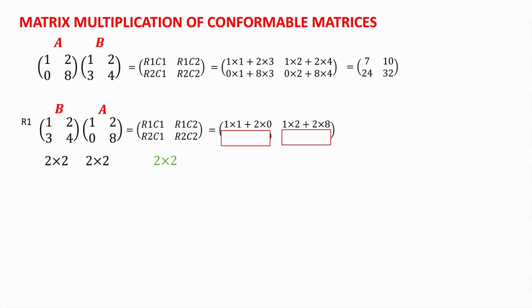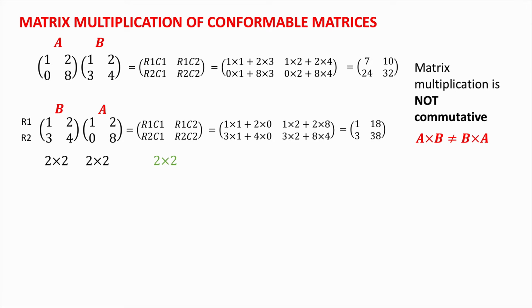To get row 2 column 1, we take row 2 of the first matrix and multiply it by column 1 of the second matrix. And then to get row 2 column 2, we take row 2 of the first matrix multiplied by column 2 of the second matrix. And then when we tally these entries, we get 1, 18, 3, and 38. Now if you realize A times B is not the same as B times A, so we say that this is not commutative. Okay, so matrix multiplication is not commutative.